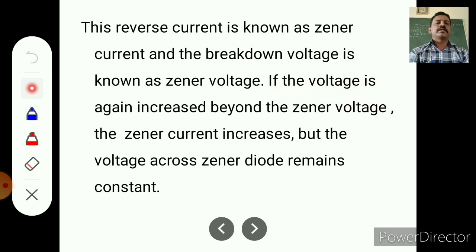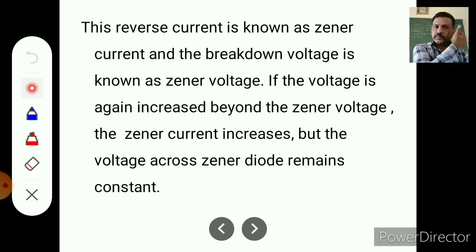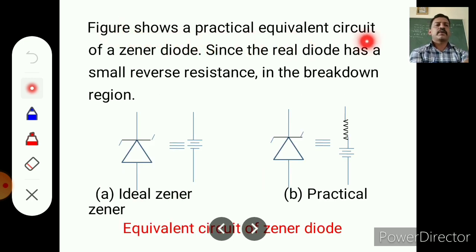If the voltage is increased beyond the Zener voltage, the Zener current increases but the voltage across the Zener diode remains constant. Means the current increases but the voltage cannot increase. Means the voltage is controlled, and therefore this is the main characteristic of the Zener diode. Here there is no change in voltage but at the same time the current increases. Figure shows the practical equivalent circuit of the Zener diode.